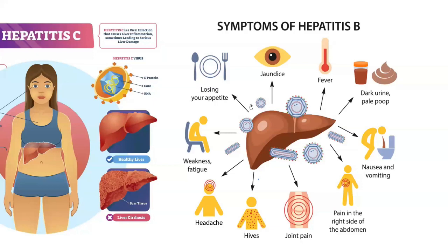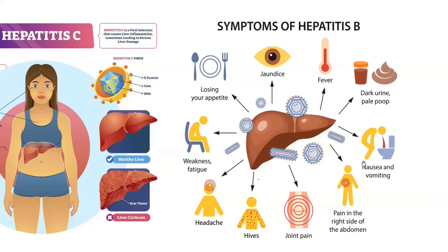A person can lose appetite, and have weakness or fatigue. It can cause headache. It can cause hives. It can cause joint pain, and pain in the right side of the abdomen, because the liver gets swollen, so it causes a sensation of tenderness and fullness in the right side of the abdomen, just below the ribs.